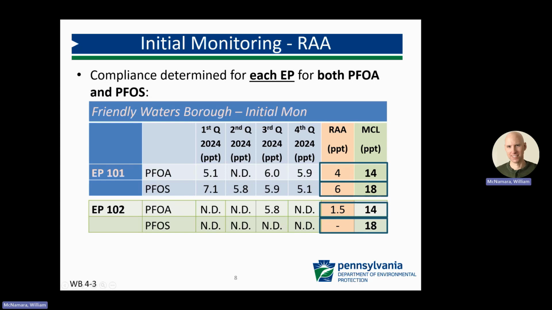Something to also note, if a quarterly sample is missed, then the running annual average is based on 3 quarters of data. So in this situation, the total is divided by 3. If it's still divided by 4, but you missed a quarter, that would essentially dilute the running annual average concentration.